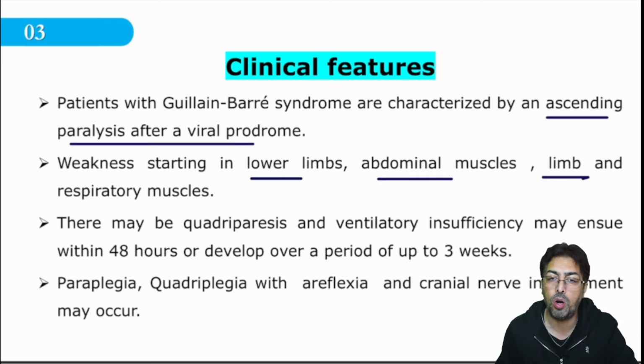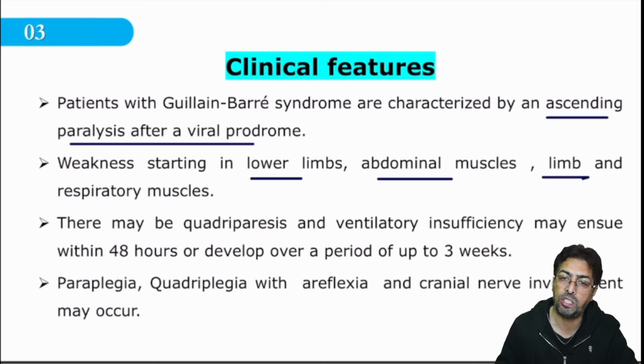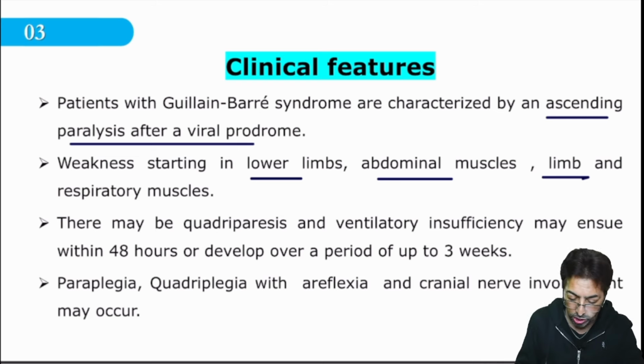And what is important is that it can affect the respiratory group of muscles, which is very severe and very serious, and needs a different clinical consideration, because in case respiratory weakness sets in, that can cause complications. So weakness starting in the lower limbs, gradually progressing to the abdominal area, then the upper limbs, and then the face, the cranial nerves might sometimes be involved in addition to the respiratory muscles.